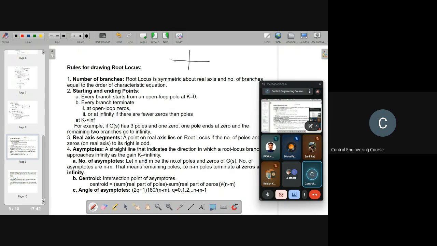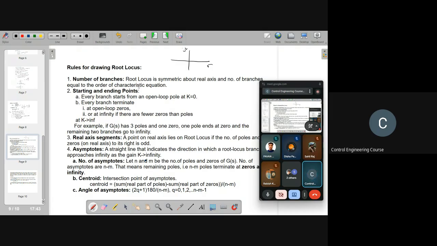It is also symmetric about the s-axis. This is j omega and this is sigma. So it is symmetric about the real axis. Why the number of branches is equal to the order of the characteristic equation, we will see that later. The second thing is the root locus, where it starts and where it ends.